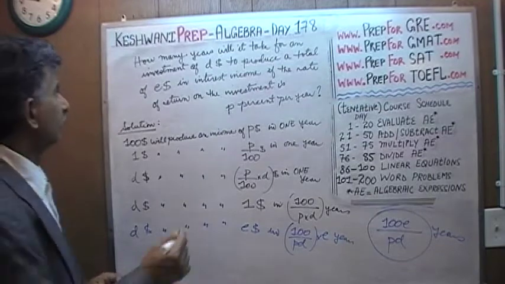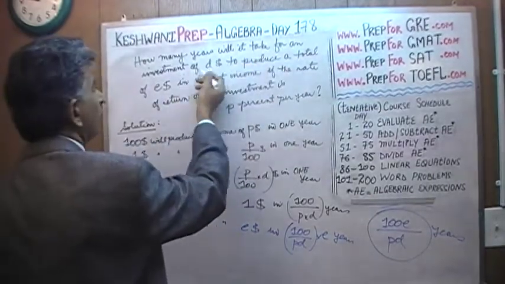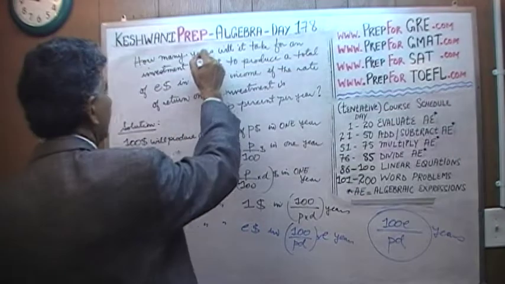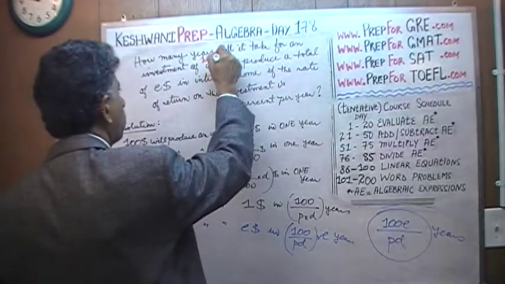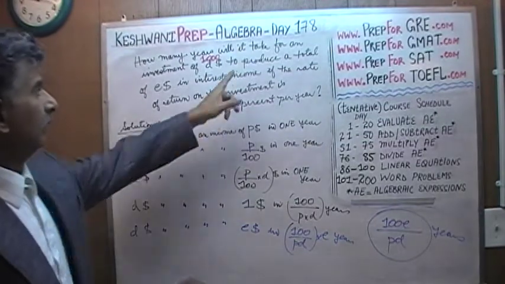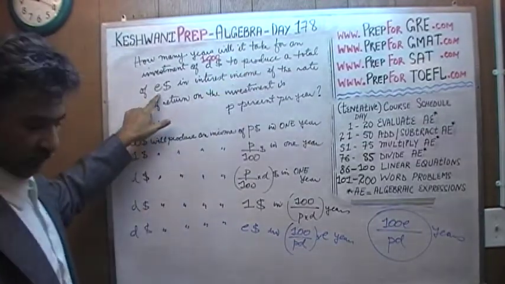We're going to plug in numbers. How many years will it take for an investment of D dollars? How much do you want to invest? Let's invest $1,000. It's a nice round number. $1,000 to produce a total return of E dollars. How much do you want to earn?